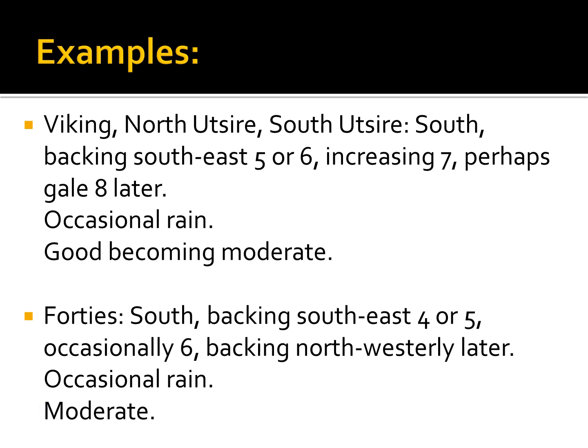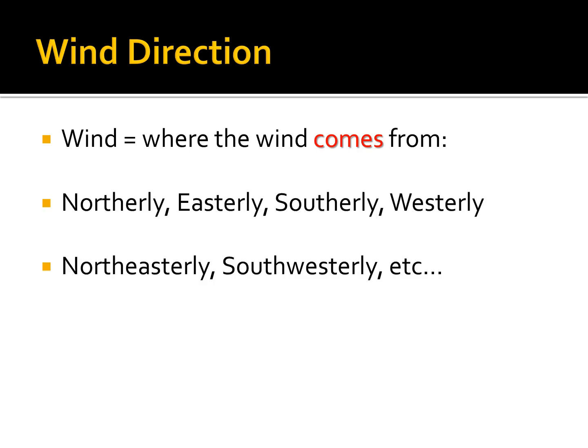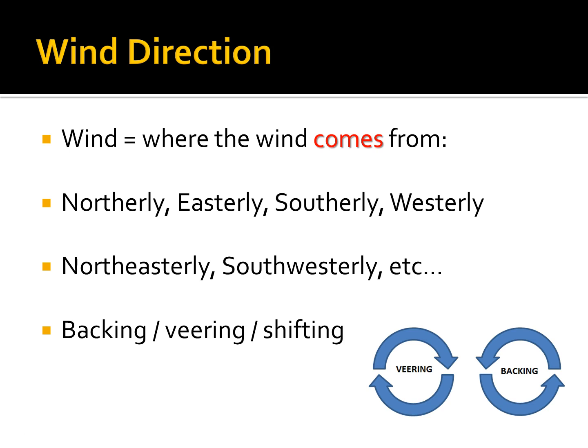Wind direction always describes the direction where the wind comes from. The wind can be northerly, easterly, southerly, or westerly. Of course, you can make combinations, northeasterly, southwesterly, etc. The change will be described with the words backing when the wind turns anti-clockwise, veering if it turns clockwise, or shifting if it jumps from one direction to the opposite direction.